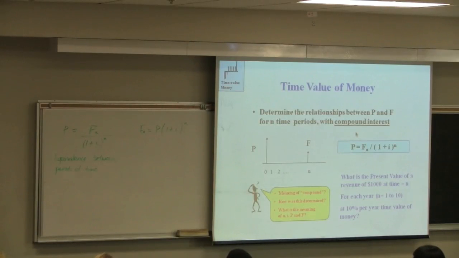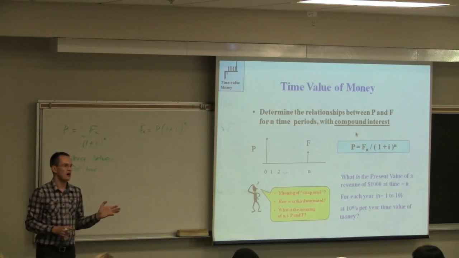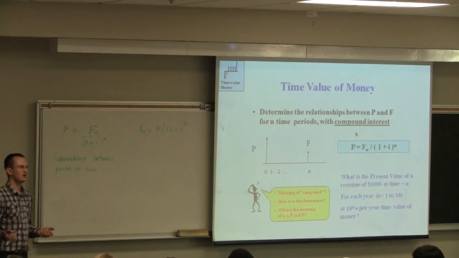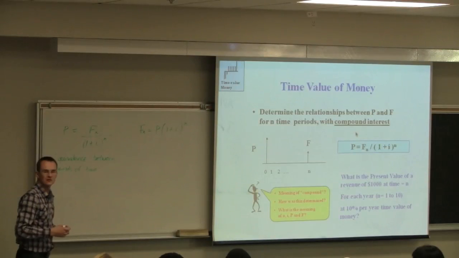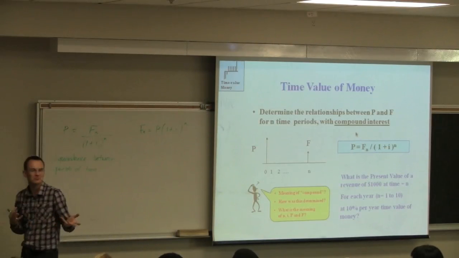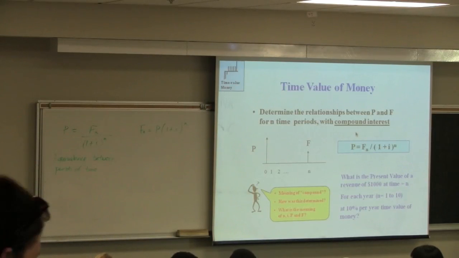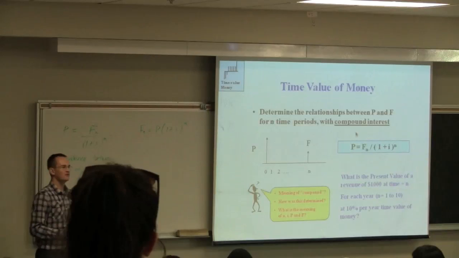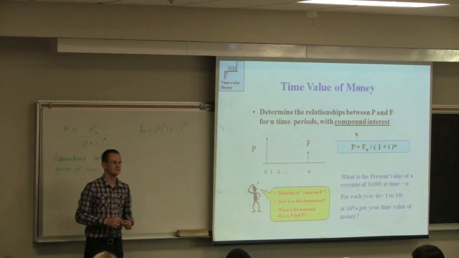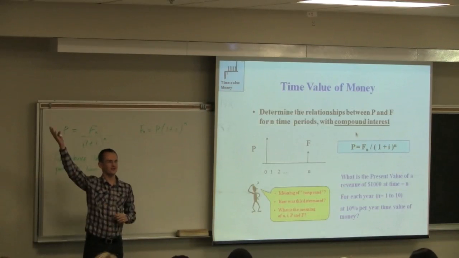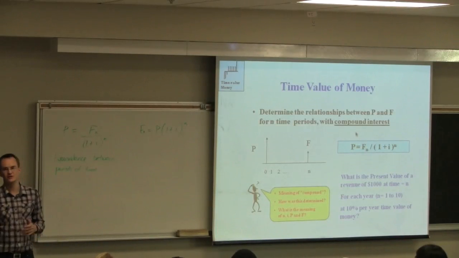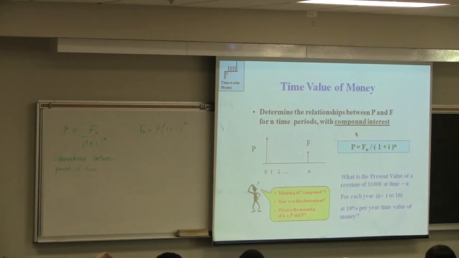Where this comes into play is, for example, if I asked you, would you rather receive $100 now or $102 next year? Which one would you prefer? Which one is going to make you better off? Would you rather receive $100 now or $150 next year? For sure, $150 next year. That's obvious, right? Now, what about $100 now or $150 five years from now?